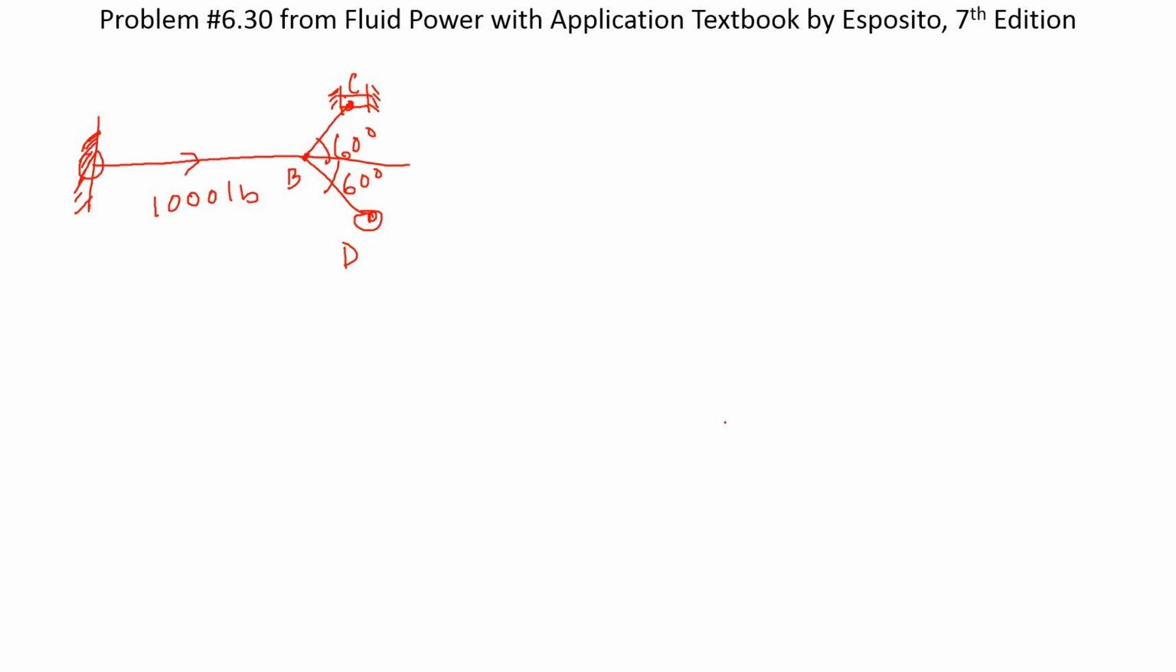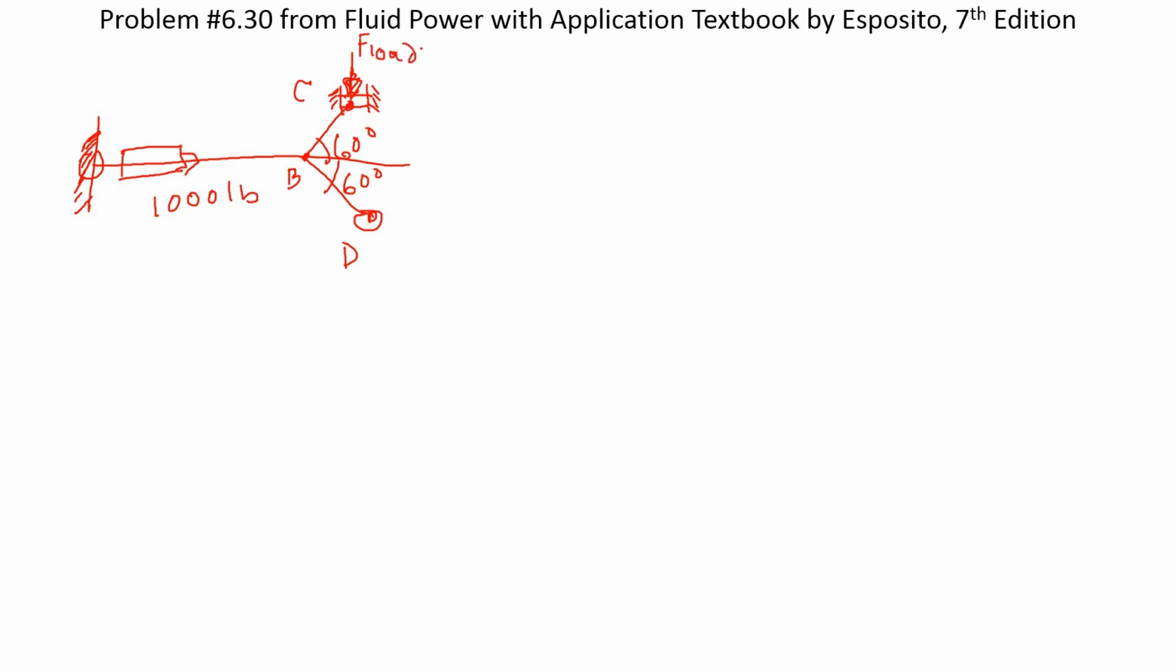This problem is from the fluid power textbook, Anthony Esposito, Fluid Power with Applications. This is problem number 30 from chapter 6, 7th edition, the cylinder chapter. In this problem, there is a cylinder here that is applying 1,000 pounds, and that is translated to move this load right here at point C.